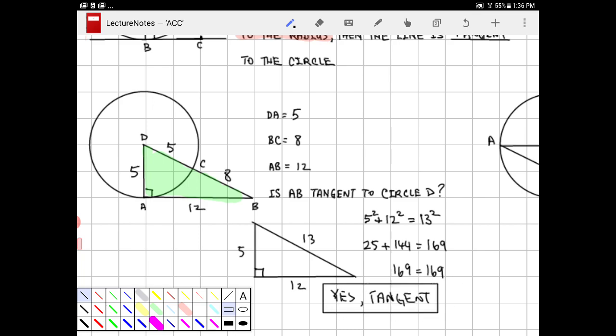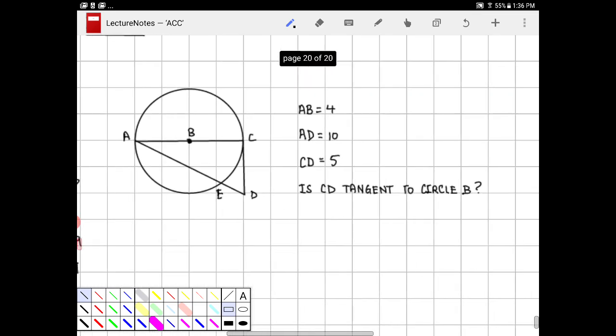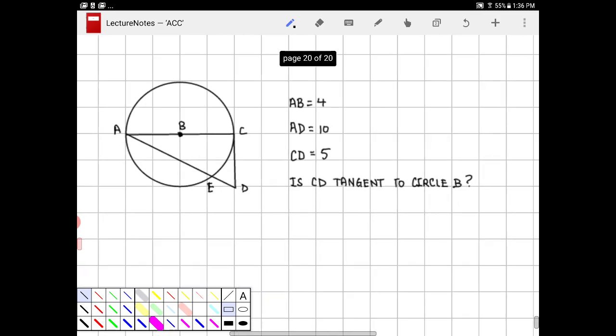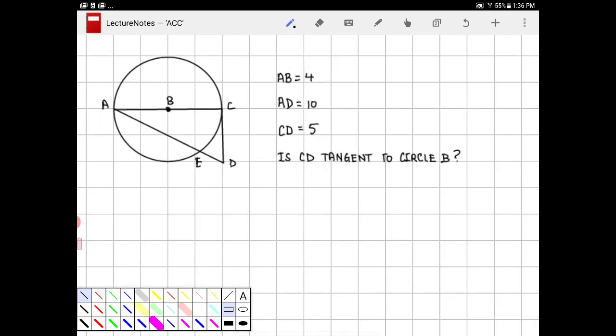So again, this is the trick. In order to show whether or not two segments are perpendicular to one another, or in this case, in order to show whether a line is tangent to the circle, you need to show whether or not it satisfies the Pythagorean theorem. Let's take a look at another example. And I encourage you to pause the video and think for yourself on how to justify whether or not this is in fact perpendicular.